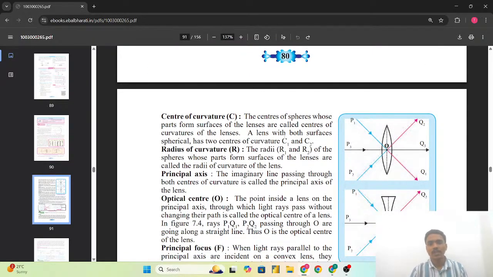So center of curvature क्या है? The center of the spheres whose parts form the surfaces of the lenses are called the centers of curvature of the lenses. A lens with both the surfaces spherical has two centers of curvature, C1 and C2. So यहाँ पर जो लेंस है, the centers of the spheres whose parts form the surfaces of the lenses are called the centers of curvature.